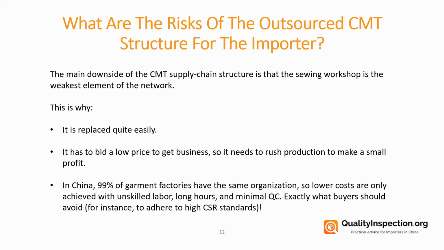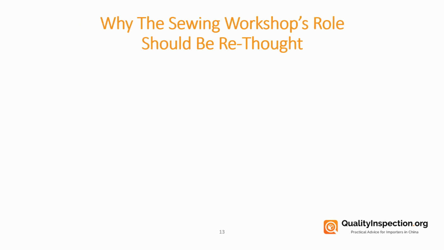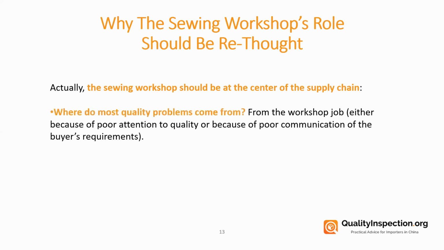And in China, about 99% of garment factories have pretty much the same organization. And they're all in a kind of race to the bottom when it comes to costs, which can only be achieved with unskilled labor, long hours, and minimal QC. Those 3 things alone are exactly what you as a garment buyer don't want. In fact, perhaps we should be rethinking the sewing workshop's role in all of this completely. Really, it should be at the center of the supply chain.